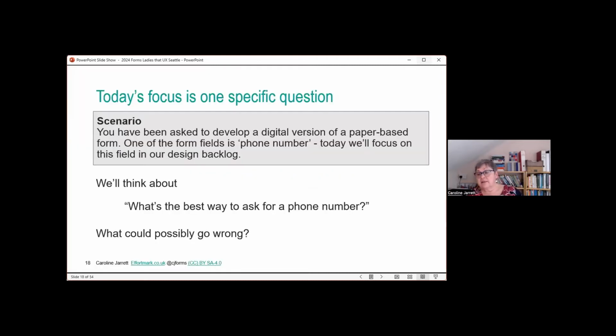So today in the workshopy bit, we're going to focus on one specific question. The scenario, which I hope is familiar, is that we've been asked to develop a digital version of a paper-based form, and one of the form fields on there is phone number. So that's what we're going to do today in our design backlog. We're going to think about what's the best way to ask for a phone number. And what could possibly go wrong? It's very straightforward, isn't it? Well, here we go. Got about 40 minutes to see.